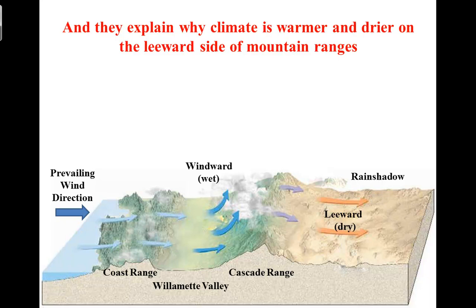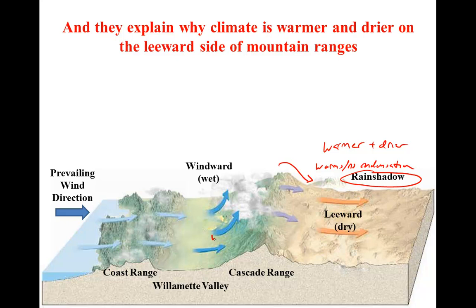Likewise, adiabatic temperature changes that occur as air sinks on the leeward side of a mountain range explain why the climate is warmer and drier on that side of the range. As air sinks, it warms. And because warmer air has the ability to hold more moisture, we have no condensation occurring.